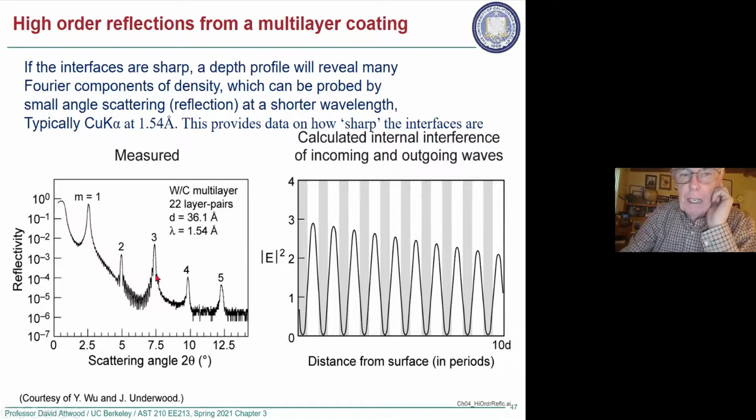The fact that the second and fourth appear says that the two layers, the tungsten and carbon in this case, are not equal thickness. That's why some even harmonics appear. And this gives you information on how sharp your interfaces are.